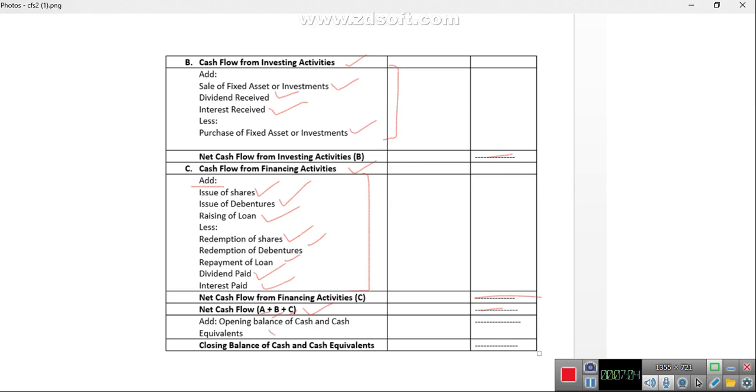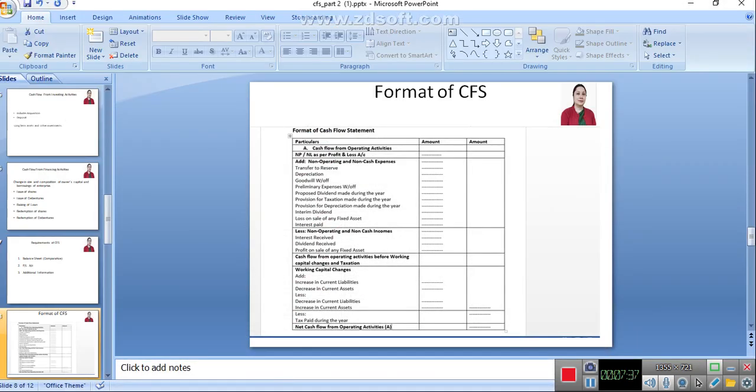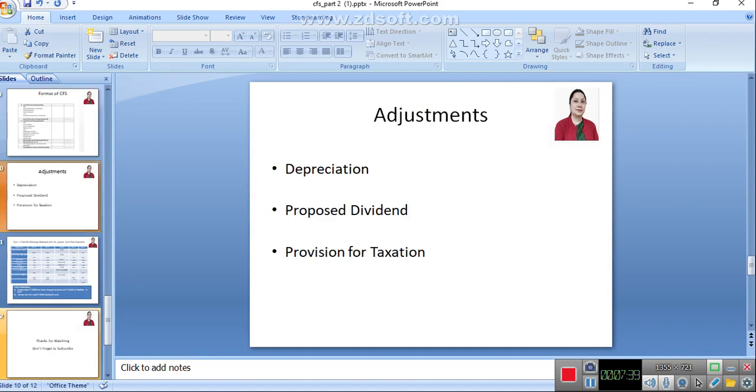After this, add the opening balance of cash and cash equivalents, as I told you in my previous video as well. So you add here the opening balance of cash and cash equivalents, and then you have to check, you will get the closing balance of cash and cash equivalents. If you get this, it means you have correctly done the question. Otherwise, there is some problem in the solution, not in the question. I hope the formats are clear.